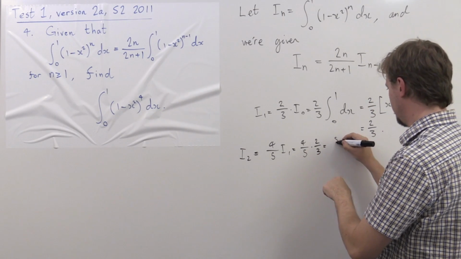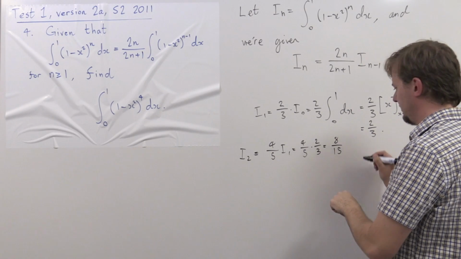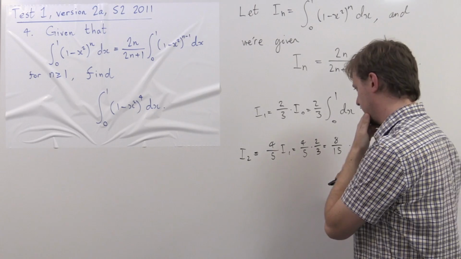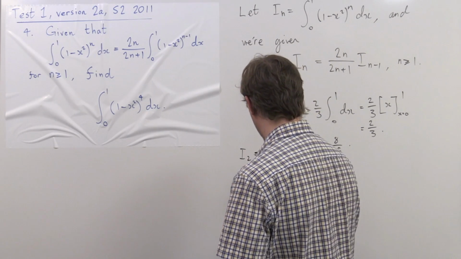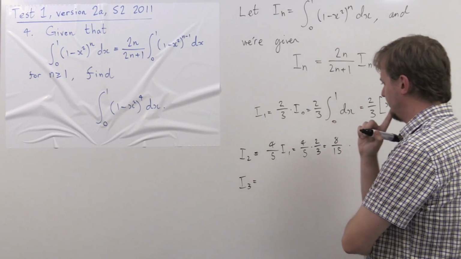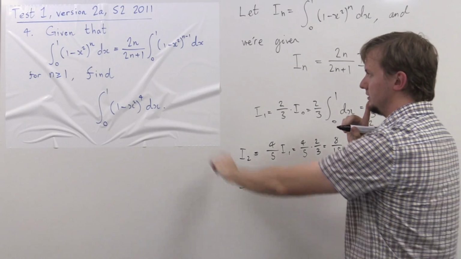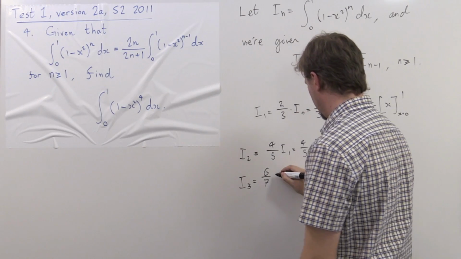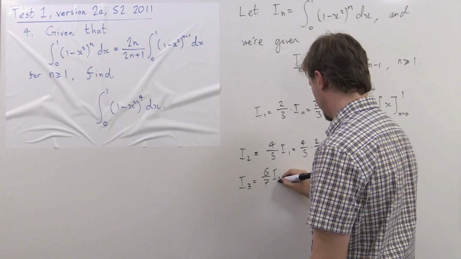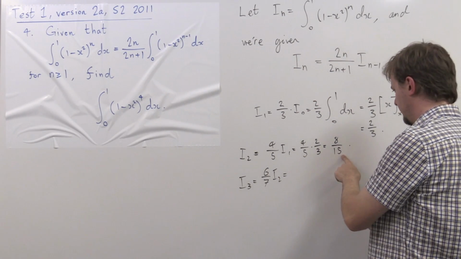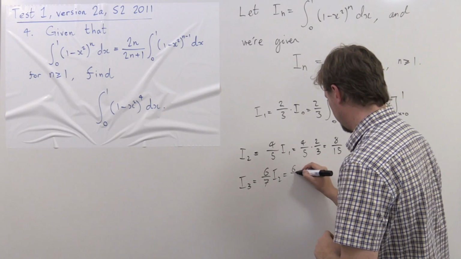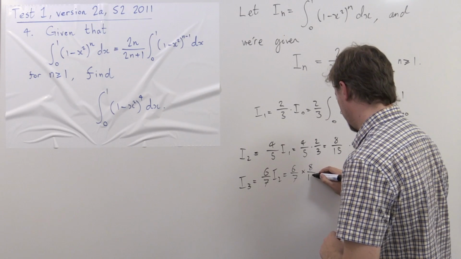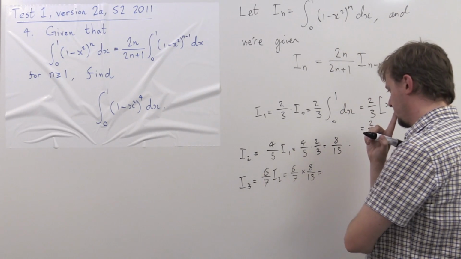4/5 of 2/3 is 8/15. That's not too hard to do. All right, what about I3? Well, I3, according to this formula, is 6 over 7 times I2. Well, I know I2, it's 8/15. So it's 6 over 7 times 8 over 15.